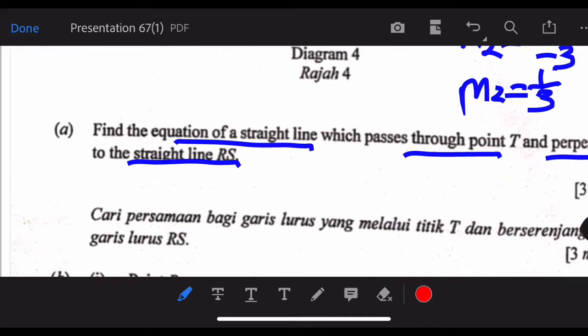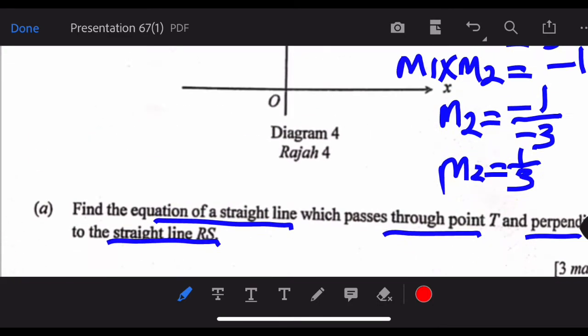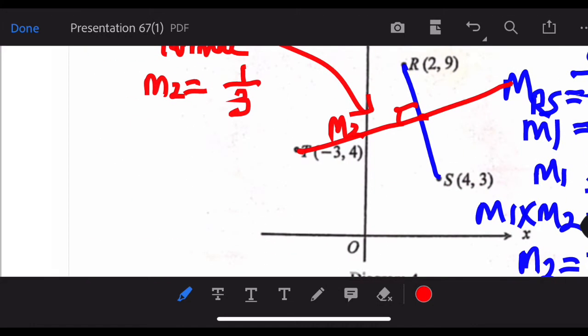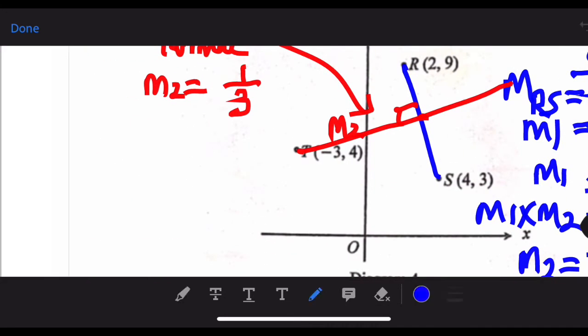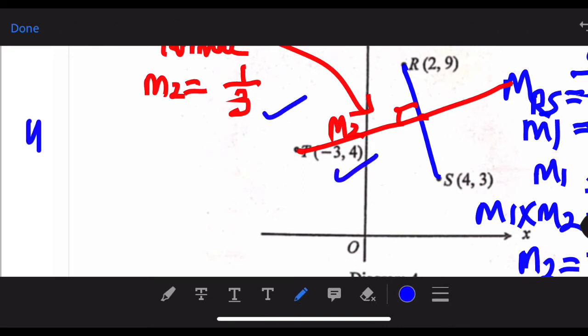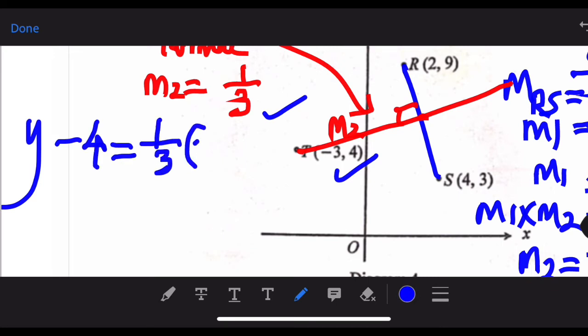Okay, so we are asked to find the equation of the straight line that passes through point T. We have the gradient, we have the point, so we can use y minus 4 equals 1/3 (x plus 3).